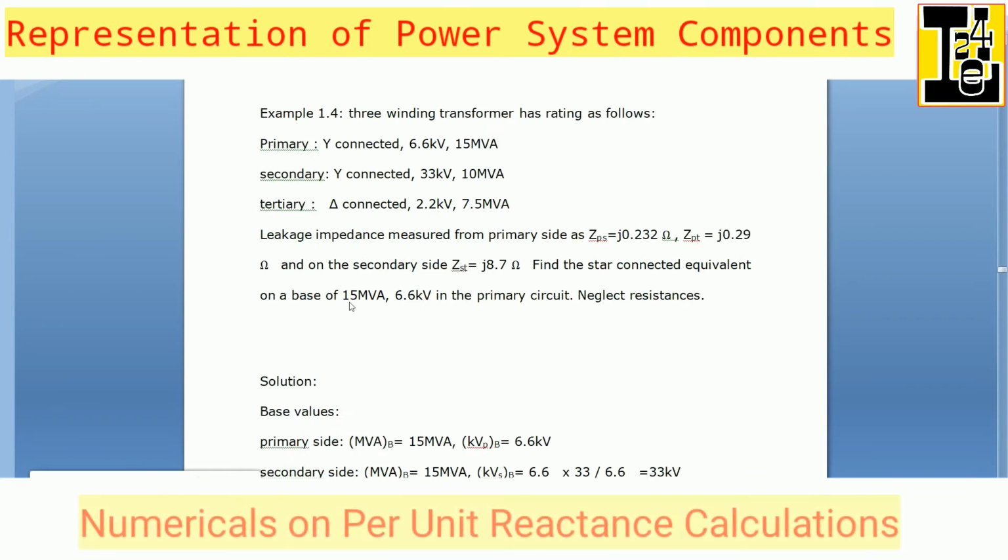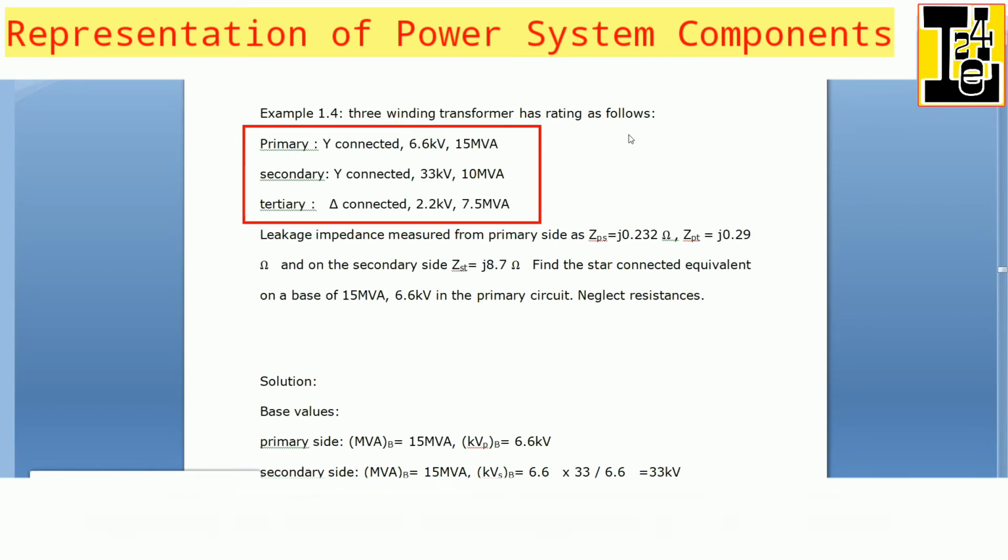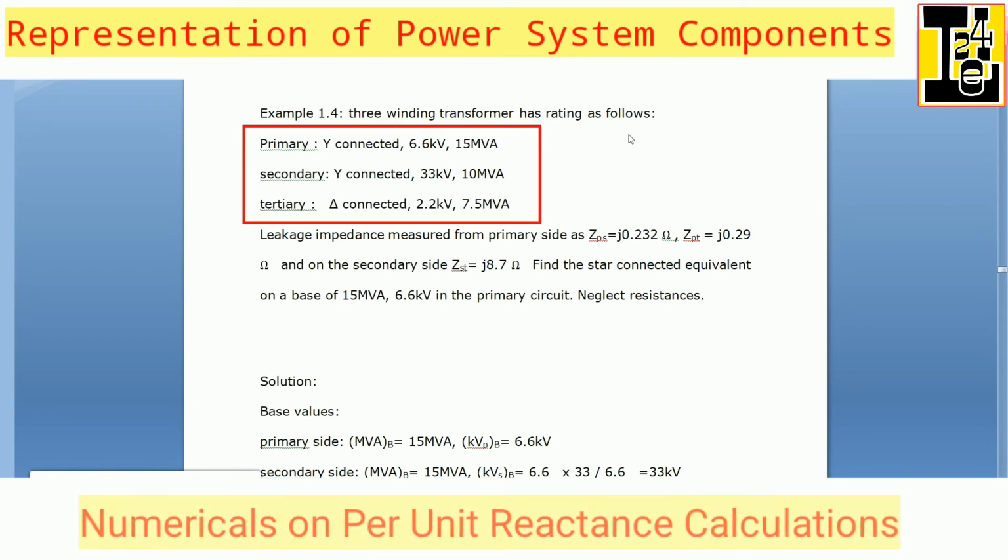Let us solve one more problem on a 3-winding transformer. Here the ratings of the 3-winding transformer: primary is star connected 6.6 kilovolt 15 MVA, and secondary is star connected 33 kilovolt 10 MVA. Tertiary is delta connected 2.2 kilovolt 7.5 MVA.